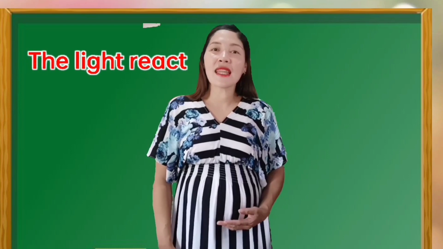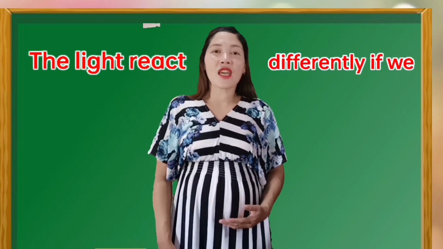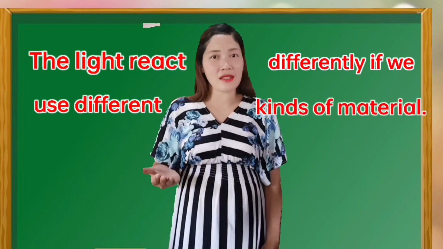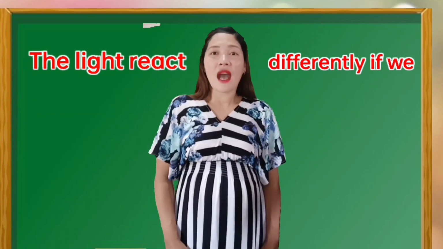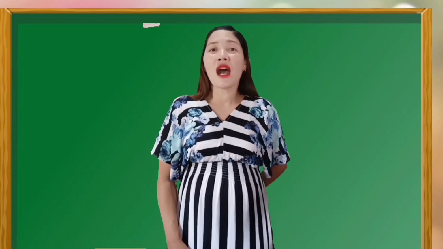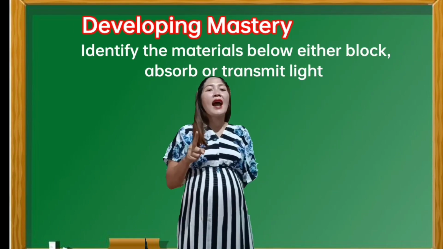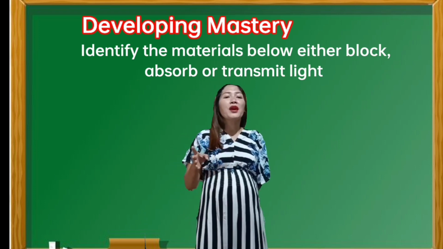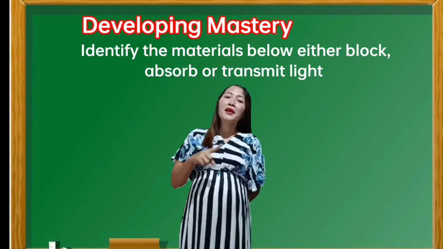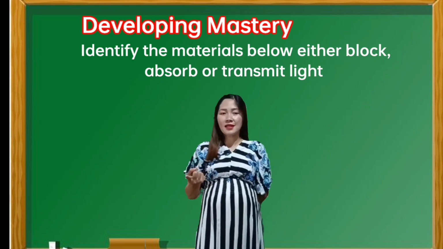Okay, class, during our simple experiment, we found out together that light reacts differently when we use different kinds of materials. I hope you have some observations after watching our simple experiment. Let's go to our developing mastery. Identify whether the materials in the pictures below block, absorb, or transmit light.